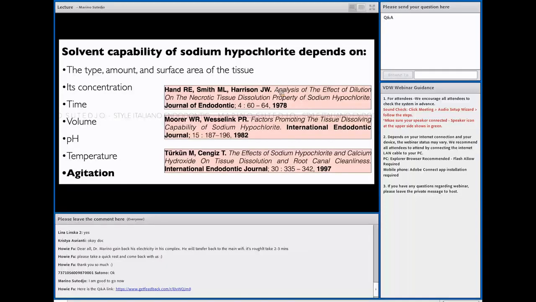And last but not least, what also can be applied to improve the efficiency of the sodium hypochlorite, of course, is some activations.